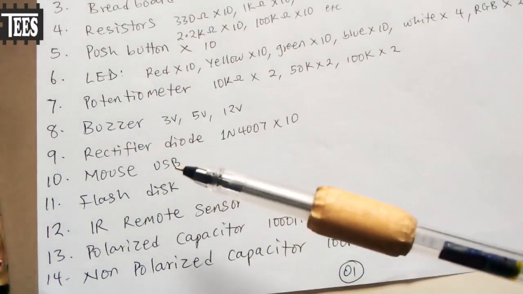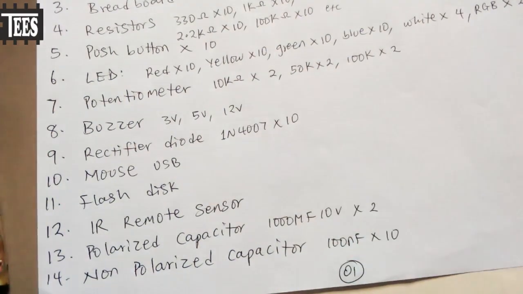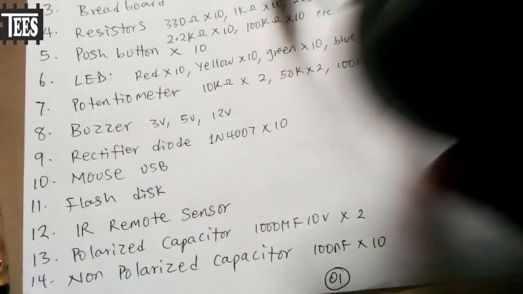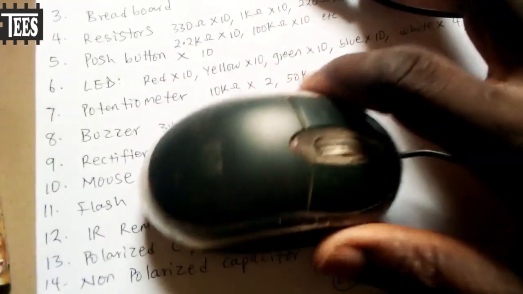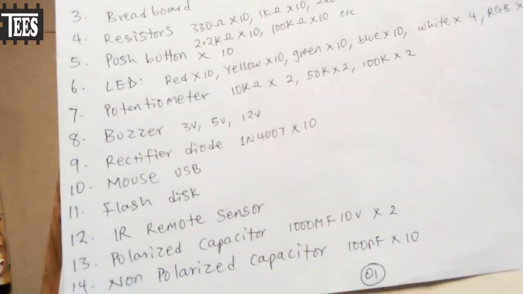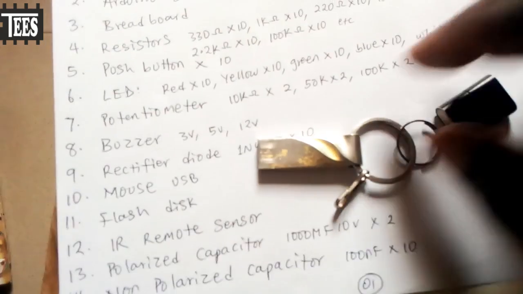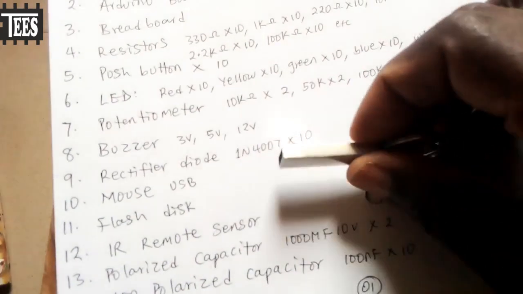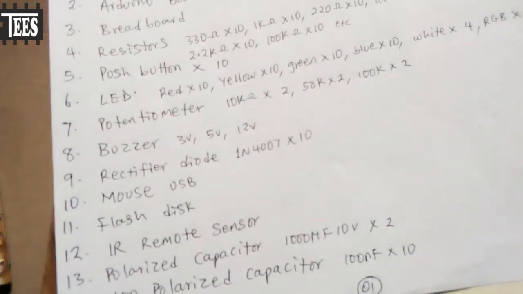Then, now USB mouse added to your computer. When buying your computer, you should also get one of these, a USB mouse. Then you also need to have a flash drive around. Yes, you need to have a flash drive.